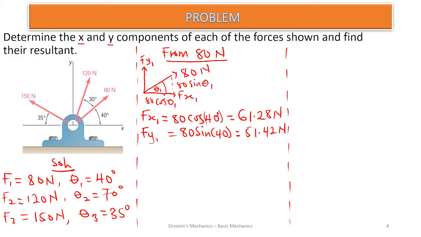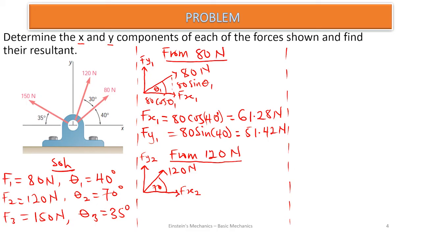Now, from the 120 Newton force, we can also do the same thing. If you are going to draw it, it is going to be in this form, such as this. This is the 120 Newton force. It makes an angle of 70 degrees with the x. So this is force resolved on y, force resolved on x. Let's call this x2, y2.